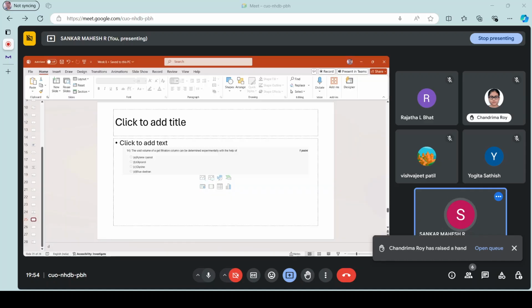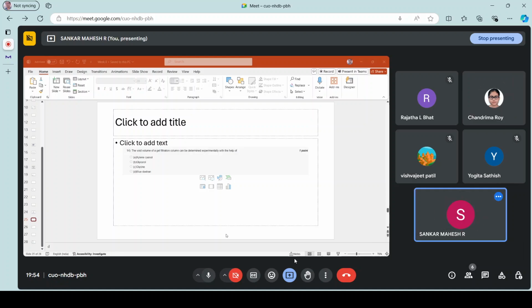Yeah, Chandrima. I was also saying that we can measure the void volume using blue dextrin, which is a glucose polymer. Can you repeat again? Sorry. Sir, actually we can measure the void volume using blue dextrin, that is the glucose polymer.